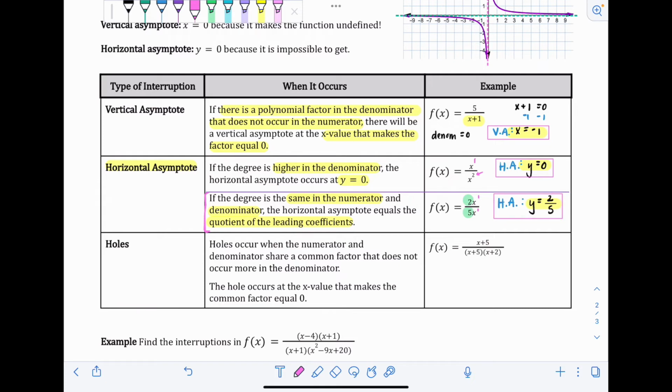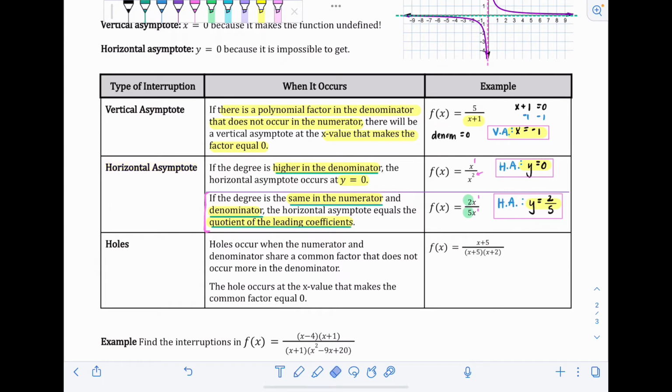Okay, I keep calling them cases, but they kind of are. Case 1 is just where the degree is higher in the denominator. If so, it's just automatically y equals 0. If they're the same in the numerator and denominator, then the horizontal asymptote is the quotient of the lead coefficients.